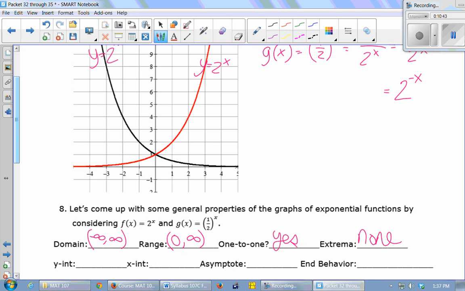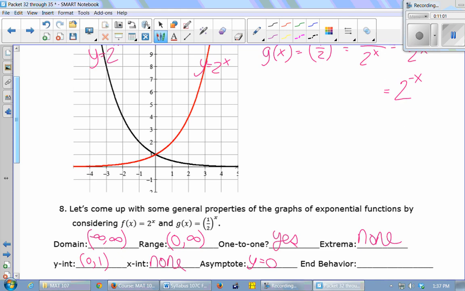And the y-intercept for both of them is (0, 1). And the x-intercept for either? Neither has an x-intercept. They both have the same asymptote. Where is it? y equals 0.